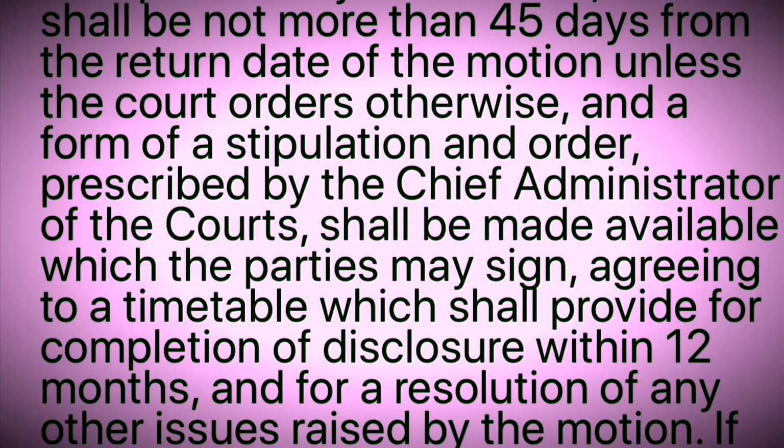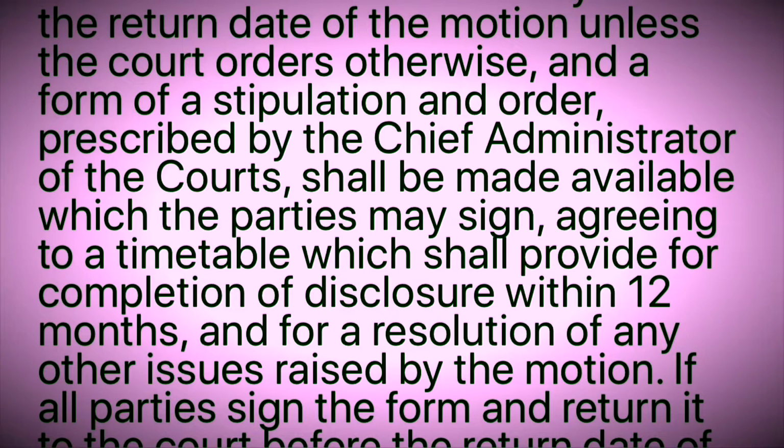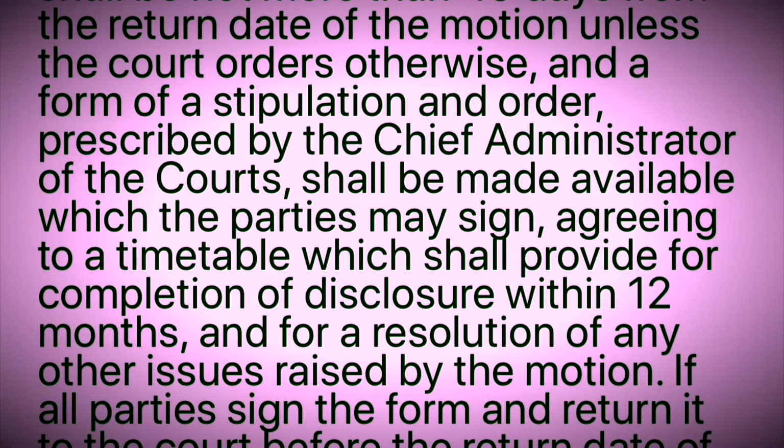The preliminary conference shall be not more than 45 days from the return date of the motion unless the court orders otherwise. See, this is "orders otherwise." And a form of a stipulation and order prescribed by the chief administrator of the court shall be made available, which the parties may sign, agreeing to a timetable which shall provide for completion of disclosure within 12 months and for resolution of any other issues raised by the motion.